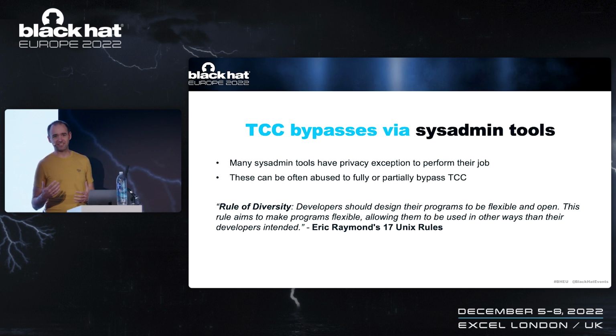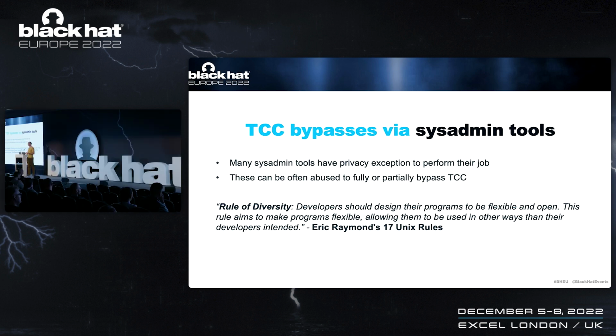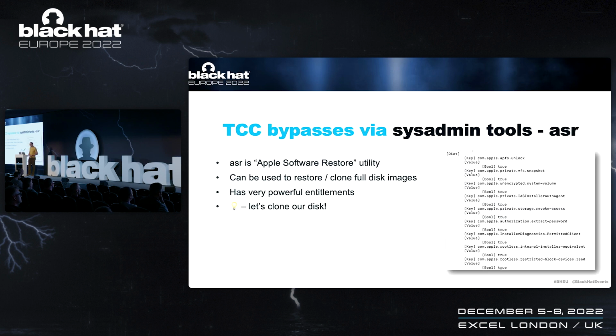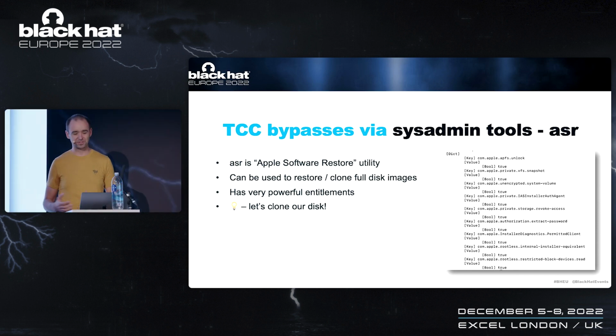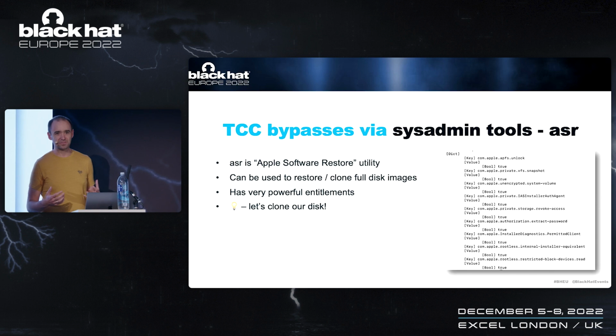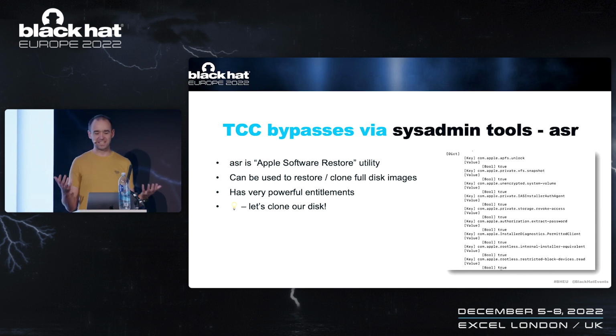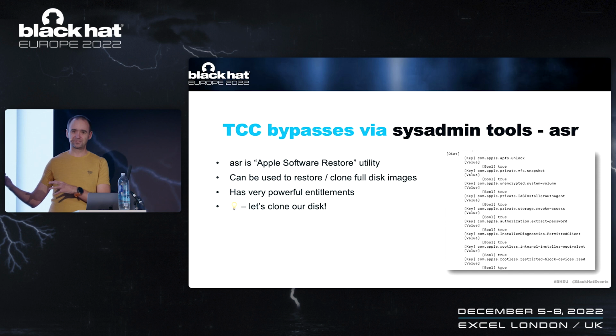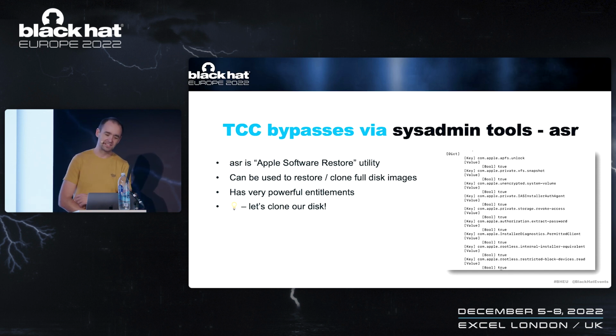Some of these tools have very powerful entitlements, and basically they will allow us to either fully or partially bypass TCC. So the first one is ASR, the Apple Software Restore utility. It can be used to restore and clone full disk images and has some very powerful entitlements. And I had the idea: TCC restricts us from accessing certain parts of the file system, but what if we take the entire file system, clone it somewhere, and then just access that disk or image?